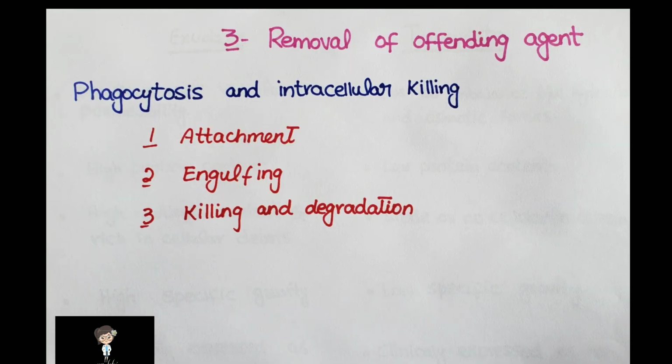The final or third step of cellular events is removal of offending agents. Phagocytosis and intracellular killing are the ways of removal of offending agents. Firstly, they will be attached by the removal agent, then engulfing, and the last step is killing and degradation, which we studied in our first video of inflammation.